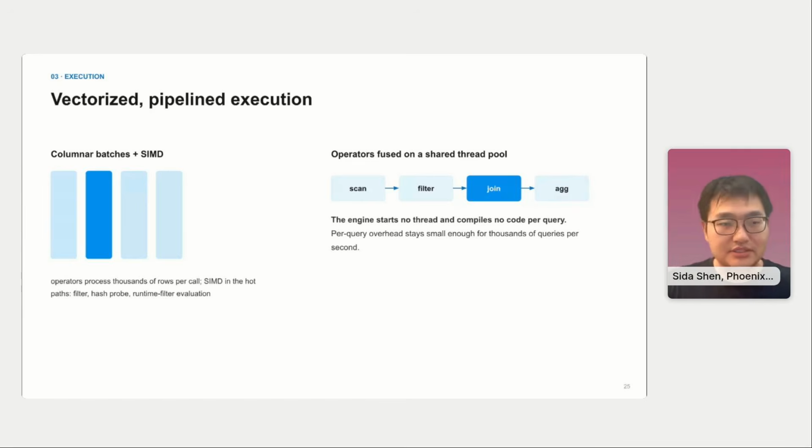Compared to a lot of the Java-based engines, we see a benchmark difference of about 10 times. The SIMD optimization with vectorization is the biggest influencing factor of that. And you would also want operators that run on a shared thread pool, so that for each query you're not doing code generation. There's no per-query overhead when it comes to thousands of QPS, which we actually see in production today.